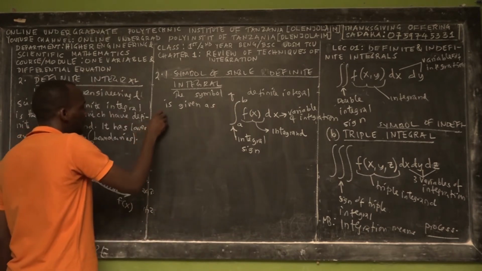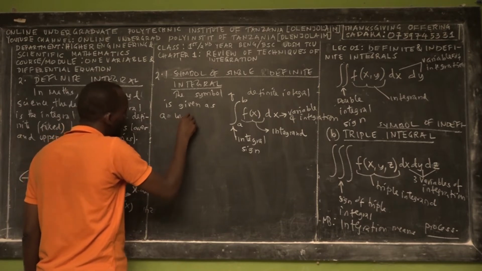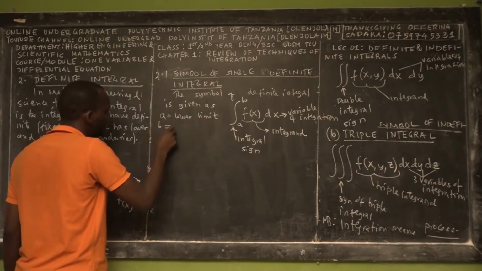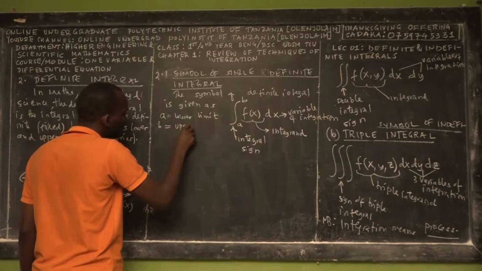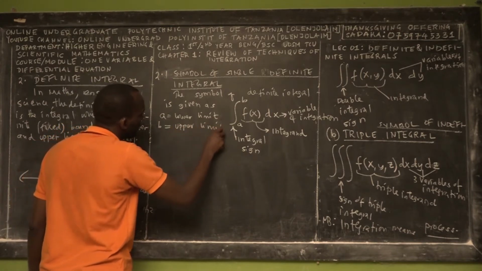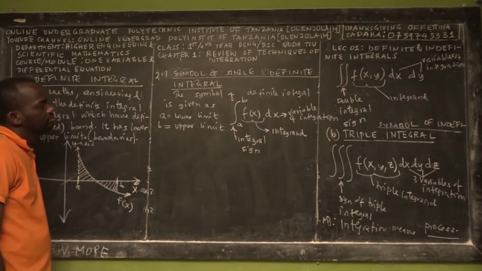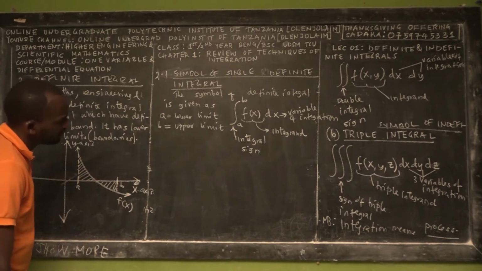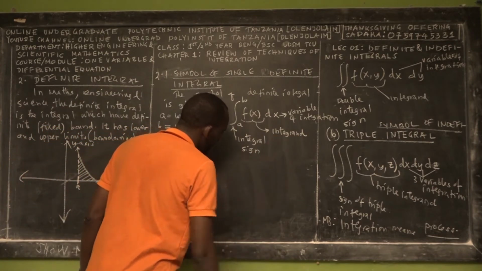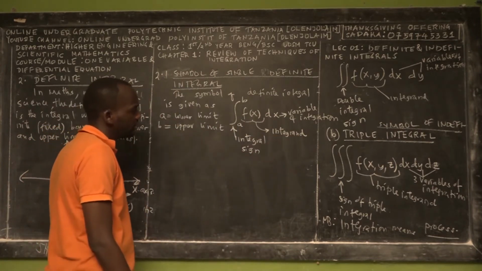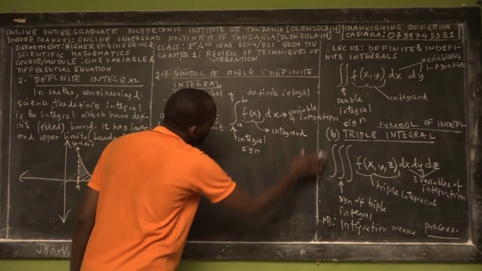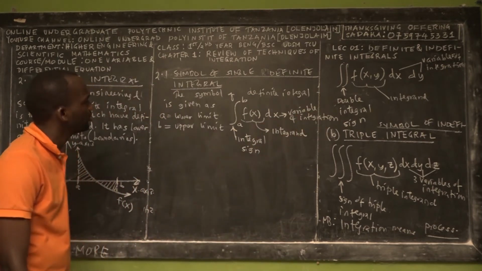So remember that A always represents the lower limit. Bear that in your mind. B represents the upper limit. Okay? So we have lower limit and upper limit. f of x is the integrand, a single variable integrand. Then x is the variable of integration.